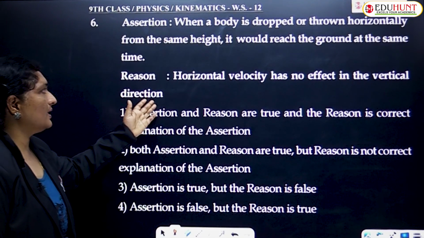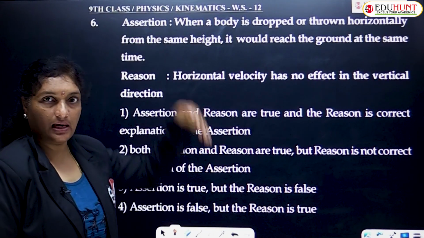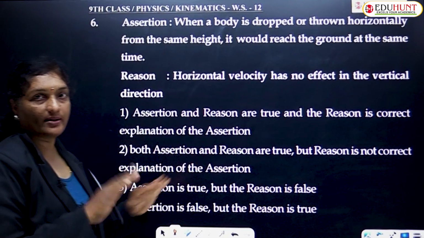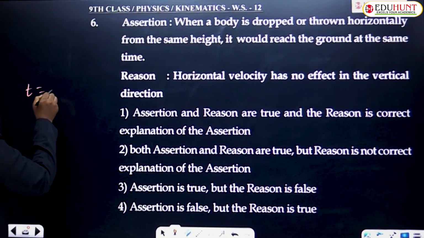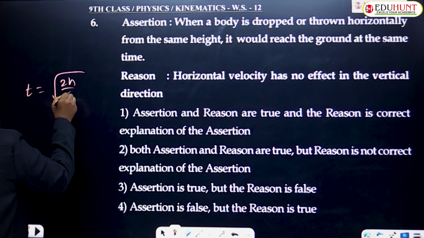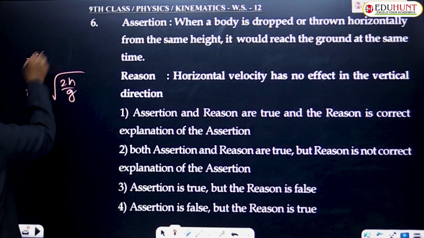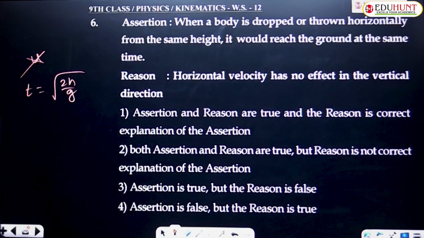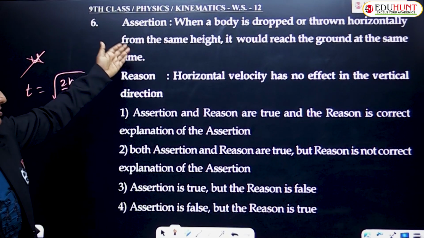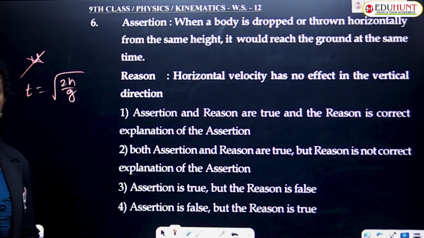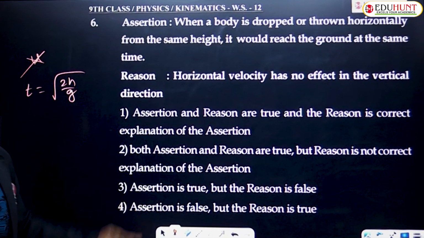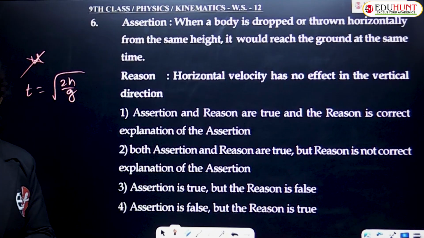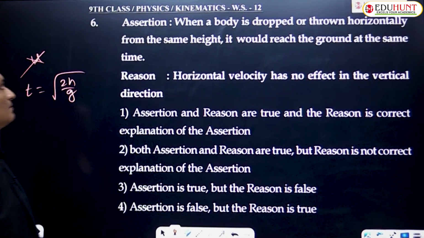So during the vertical motion, there is no effect of horizontal velocity because t is only equal to root over 2h by g. So there is no discussion regarding the velocity of throw. So the assertion is true, and the reason for that is also true because the horizontal velocity has no effect during the vertical motion. Hence, both the statements are true.